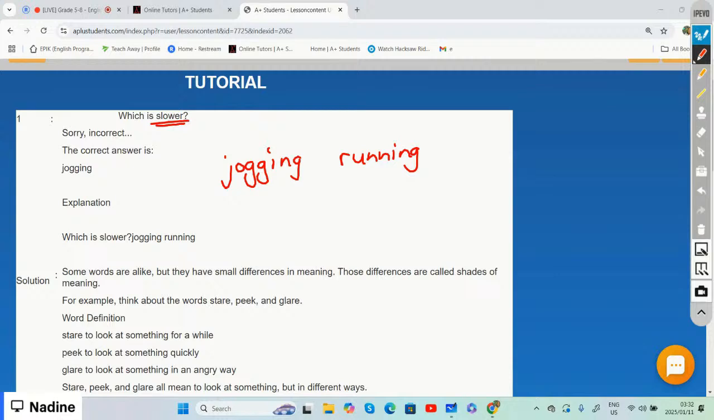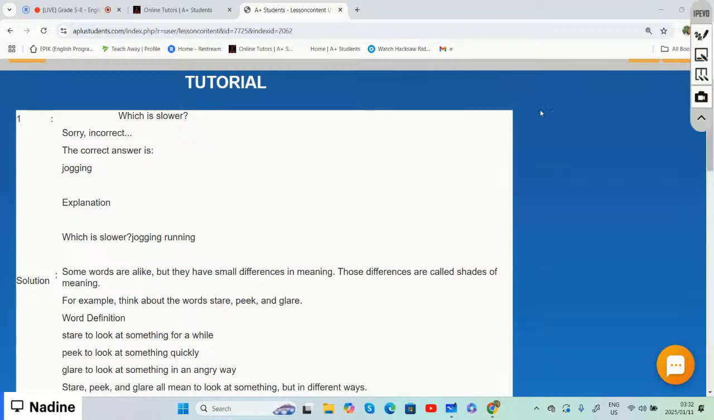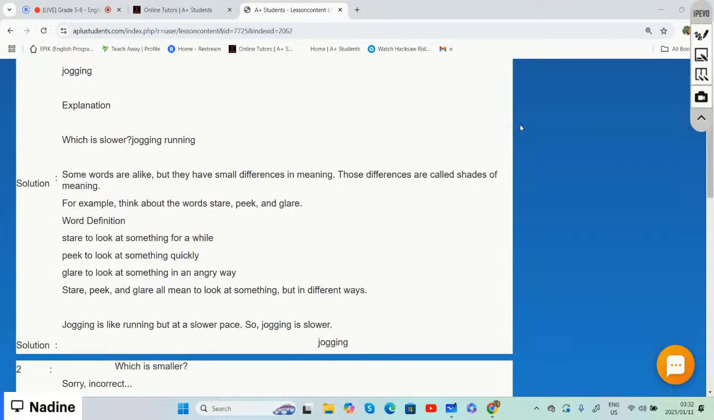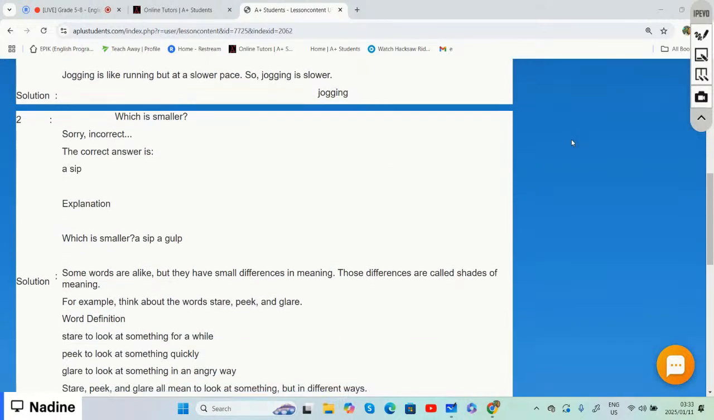All right. And if we were to choose the one that is slower, we can say jogging. Jogging is way slower than running. But both words are similar to one another because it's also a form of running. It's like saying, "Oh, I'm going for a run," but one is jogging and the other is running at a faster pace.